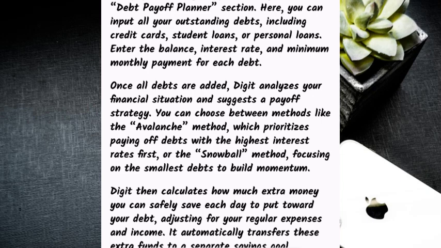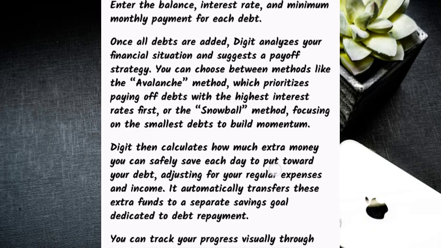Digit then calculates how much extra money that you can safely save each day to put towards your debt, adjusting for your regular expenses and income. It automatically transfers these extra funds to a separate savings goal dedicated to debt repayments.